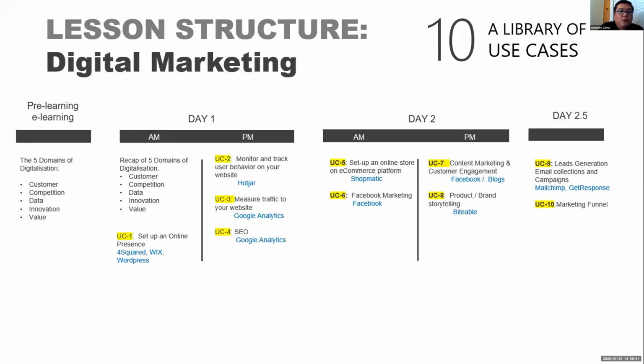Before day one, we will provide you e-learning so that you are at least able to understand the 5 domains of digitalization: customer, competition, data, innovation, and value. If you look at day one and those highlighted, we are going to use the playbook. And you see the playbook, what does it have? For example, the use cases for digital marketing. Use case number 1 is, how do I set up an online presence? Use case number 2, how do I monitor and track user behavior on your website, and so on and so forth. We're going to go through all these with the participants so that they understand how these technologies can be leveraged, exploited to the fullest, and deployed into the workplace. So that finishes the 2.5 days.